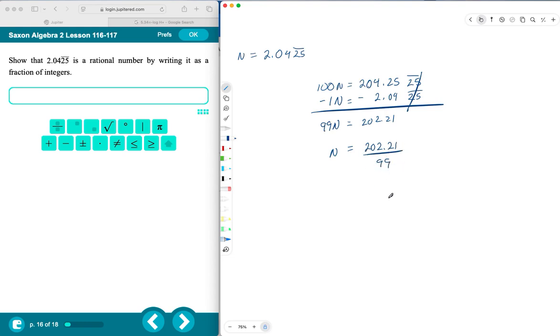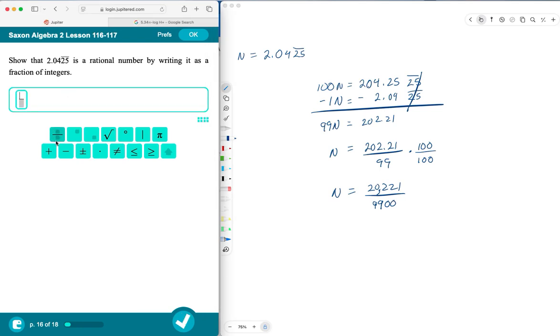It's too much for our little brains to handle when we have a decimal in a fraction. So we're going to multiply by the number of places that we have is the number of zeros that we multiply by. So n is equal to 20221 over 9900, which is, I don't think we use a comma for that, but we do use a comma here. That would be your solution. I'm pretty sure that that's the way the commas are used. 20,221 over 9900. Yes, that's correct.